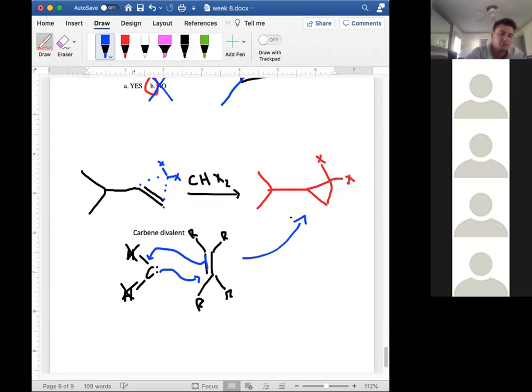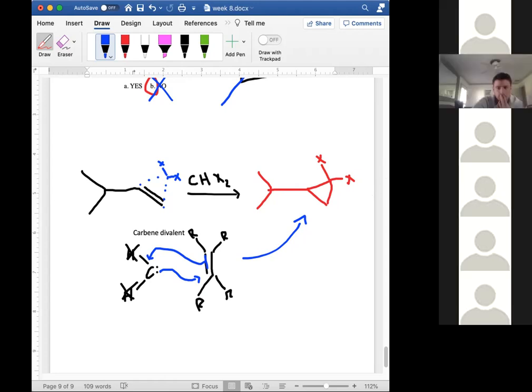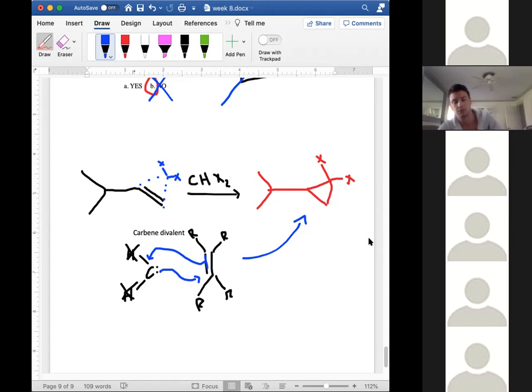All right, so this is cyclopropanation. It's in the name. You're creating a cyclopropyl just where that double bond was. All right. Any questions, comments, concerns? Are you guys good?